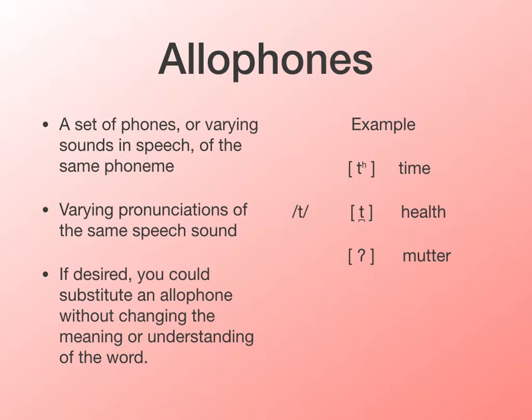Our next term is allophones. And allophones are specifically a set of phones or speech sounds of a single phoneme. Really, they are different ways of pronouncing the same speech sound. We'll go ahead and look at our example by looking at the phoneme T. We have three separate words with three separate allophones.